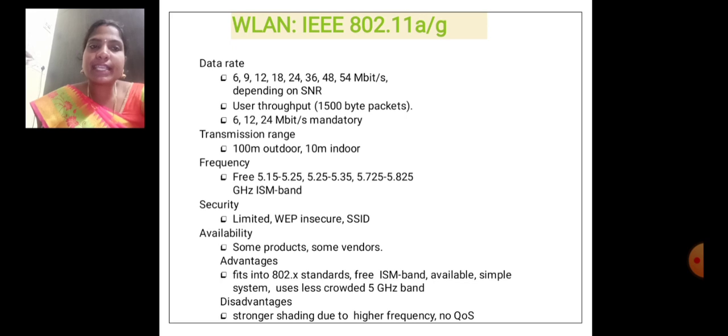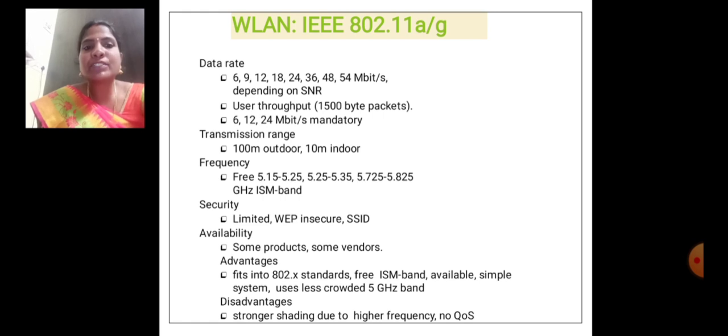Next, based upon IEEE 802.11, it supports A and G type. The features are data rates of 6, 9, 12, 18, 24, 36, 48 and 54 megabits per second depending on the SNR, and it uses throughput up to 1500 byte packets, and the mandatory data rates are 6, 12 and 24. Transmission range, it supports 100 meters outdoor and 10 meters indoor. Frequencies 5.15 to 5.25, 5.25 to 5.35 and 5.725 to 5.825 GHz ISM band.